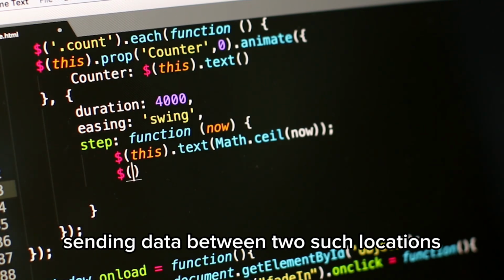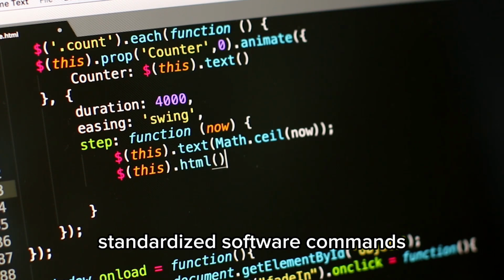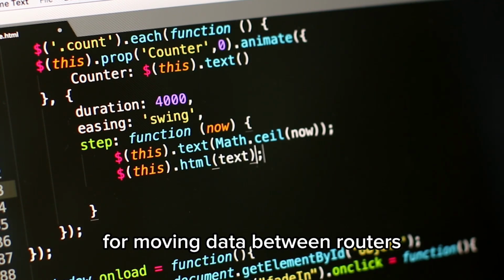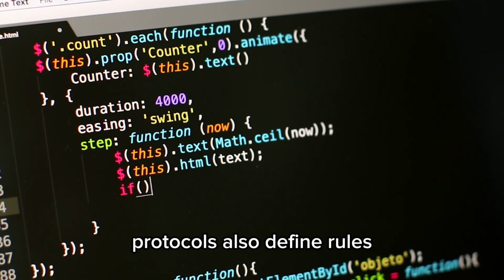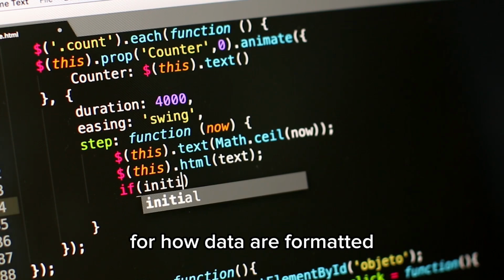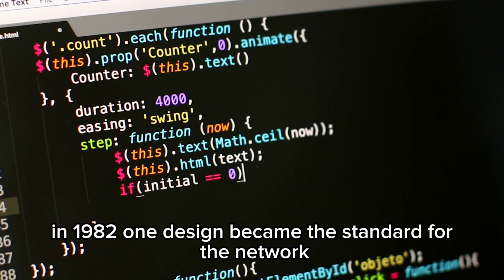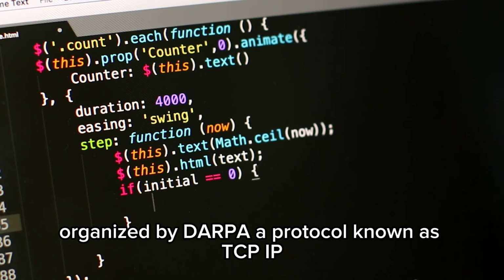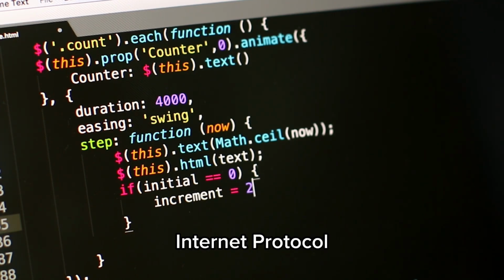reassembling packets. Sending data between two such locations relies on something called protocols, standardized software commands that organize the procedures for moving data between routers, computers, and the various physical layers of the network. Protocols also define rules for how data are formatted as they travel over the network. In 1982, one design became the standard for the network organized by DARPA, a protocol known as TCP/IP, which stands for Transmission Control Protocol, Internet Protocol.